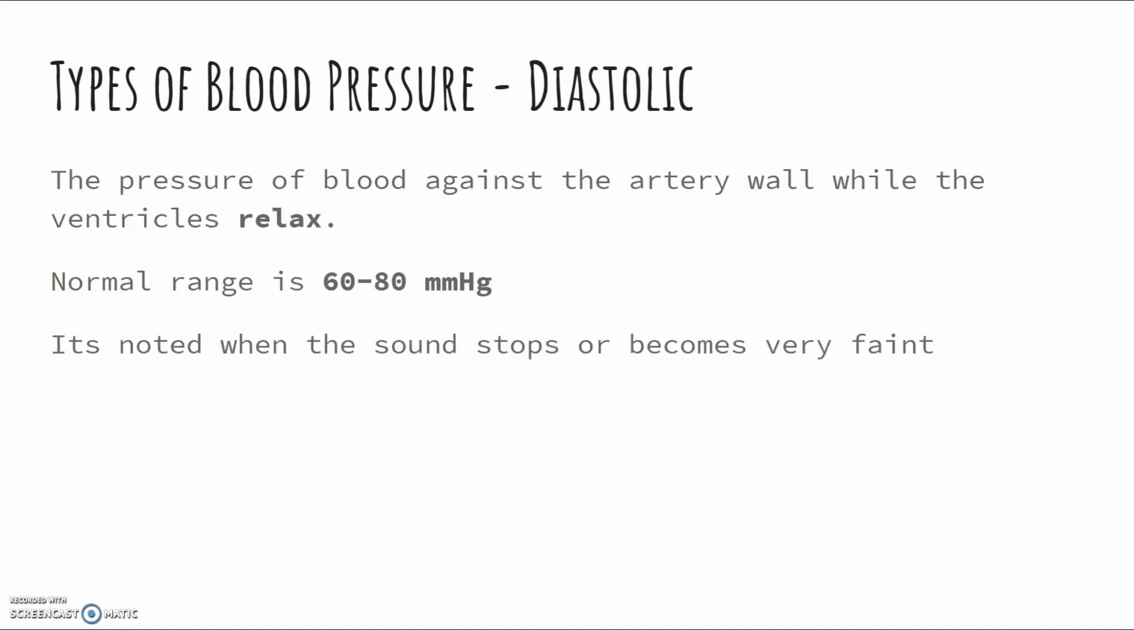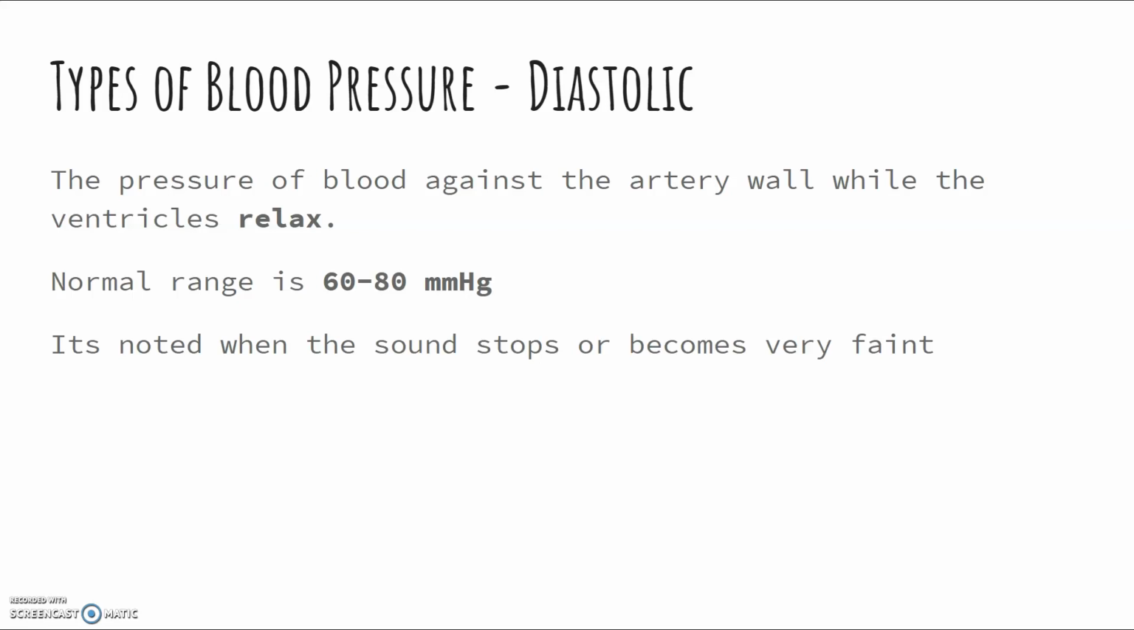Ventricles contracting. And then our second type of blood pressure is for the diastolic phase. This is the pressure of blood against the artery wall while the ventricles are relaxing. So in diastole, the ventricles are relaxing, and your atria are the ones actually contracting. The normal range for this one is between 60 and 80 mmHg. It's noted when the sound stops or becomes very faint because, again, the ventricles have now relaxed. They're not going to be making any noises from the valves opening.